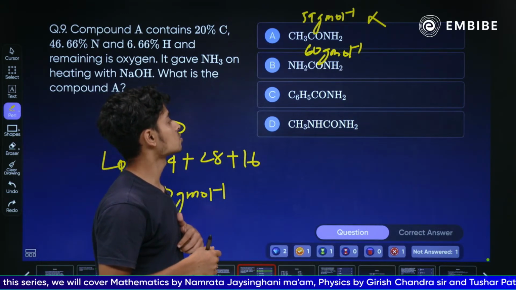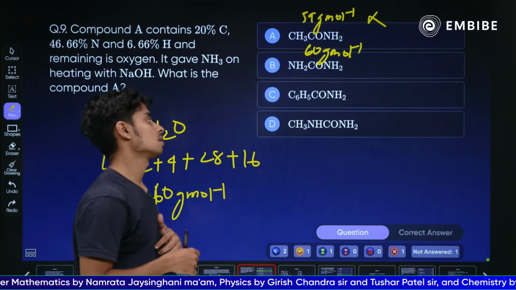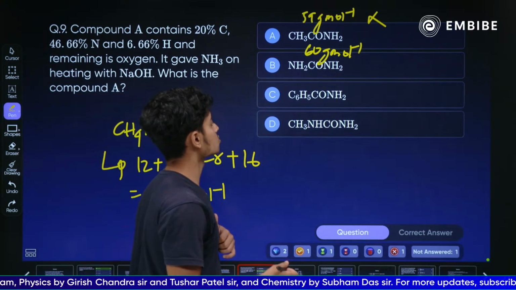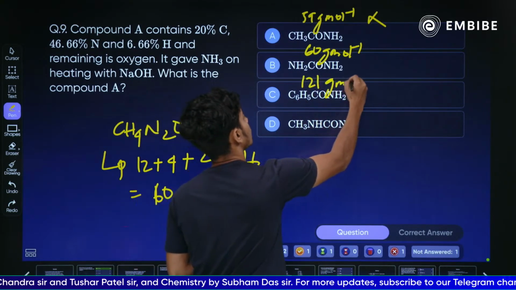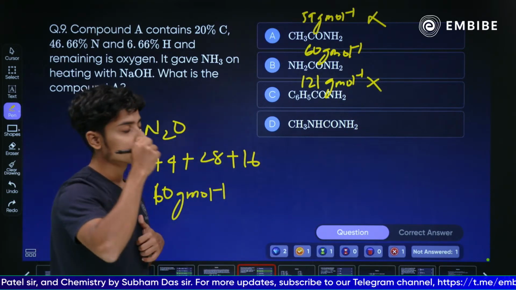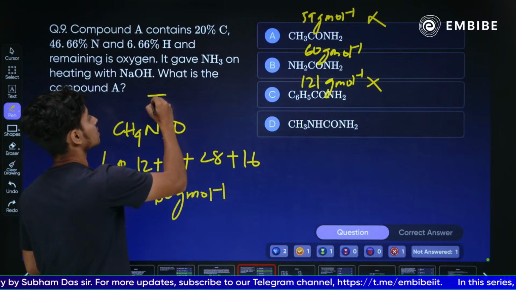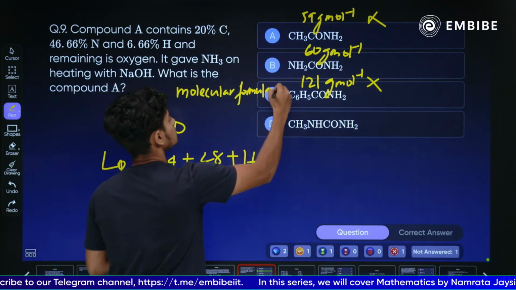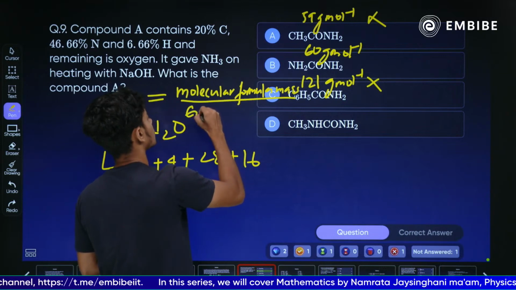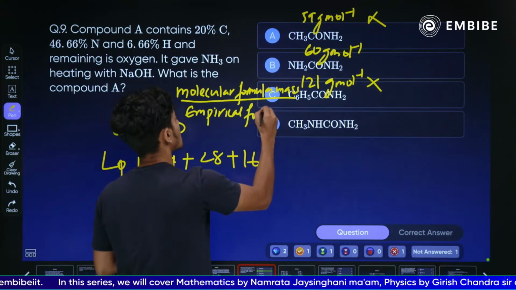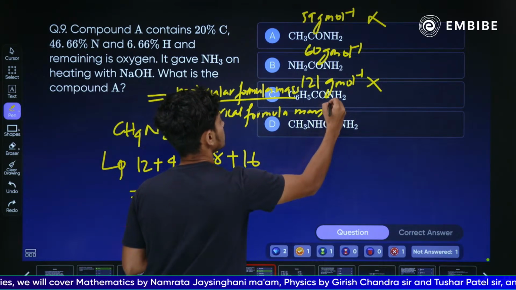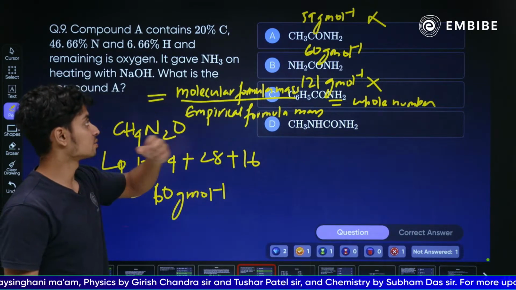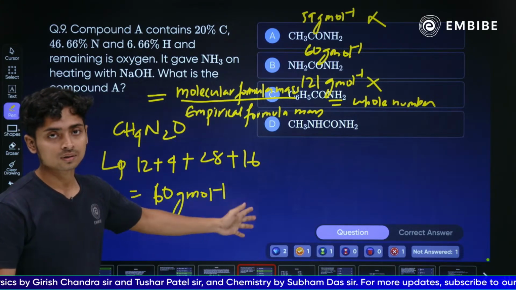Next, C6H5CONH2. C6 is 72, plus 5 is 77, plus 12 is 89, plus 16 is 105, plus 14 is 119, plus 2 is 121. This is also not forming a simple whole number ratio, so this cannot be my answer. I'm basically calculating this ratio. My goal is to calculate the molecular formula mass divided by the empirical formula mass, and it should be a whole number. Here the empirical formula mass is 60, so 59 divided by 60 is not a whole number.